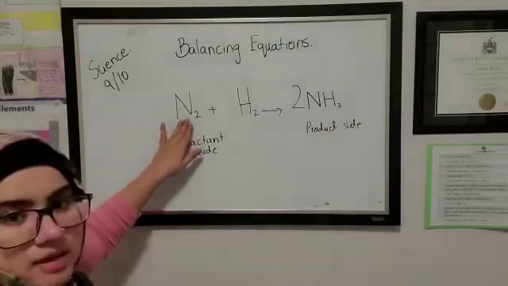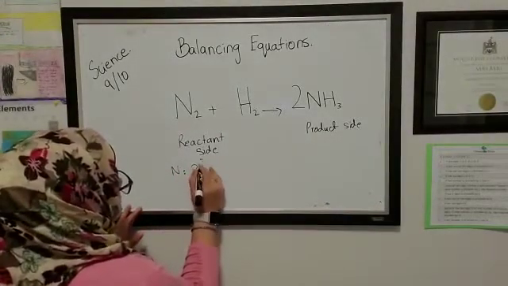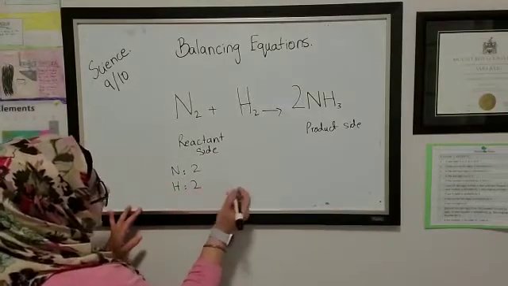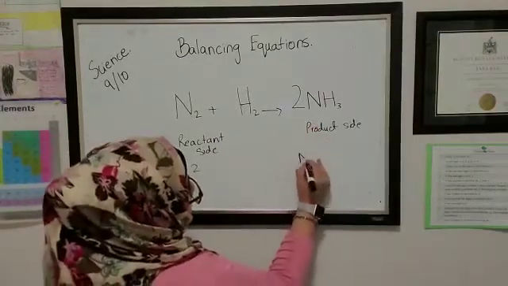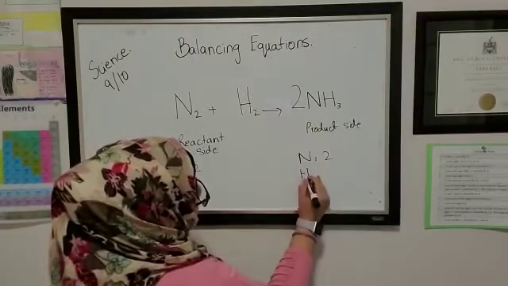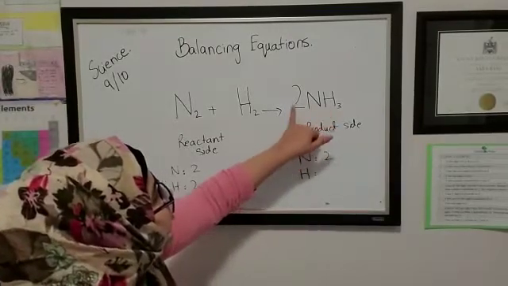So here you can see we have nitrogen, and how many atoms of nitrogen do you see on this side? On the reactant side you have 2, and you have 2 atoms of hydrogen. On the product side you have 2 atoms of nitrogen, and how many atoms of hydrogen do you have? So 2 times 3.